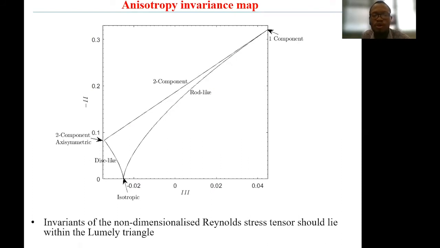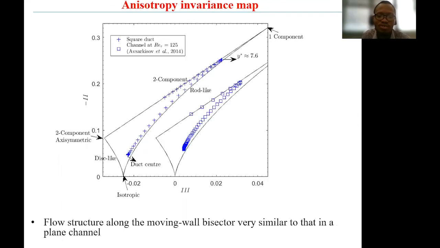For our flow, we're able to work out the invariant of the Reynolds stress tensor. So we have the data shown on the slide. I've also shown the data of Asakisov for plane Couette flow. We can see that the flow structure along the moving wall bisector is very similar to what you get in a plane channel, but at the center of the duct, the flow is more isotropic than what you have in the plane Couette flow.